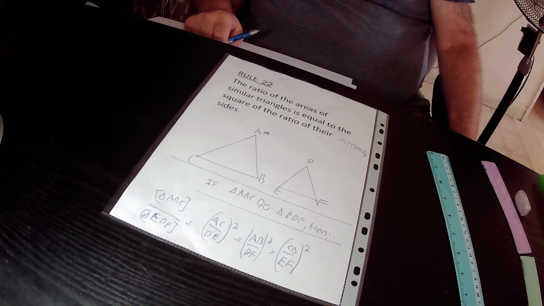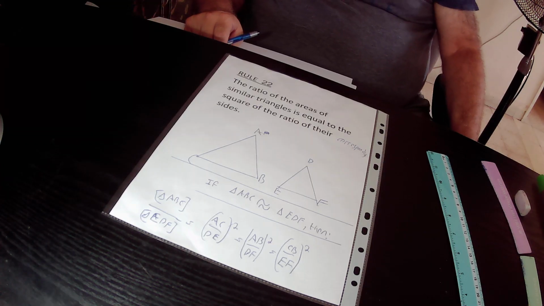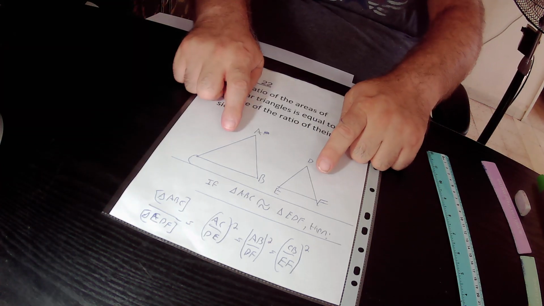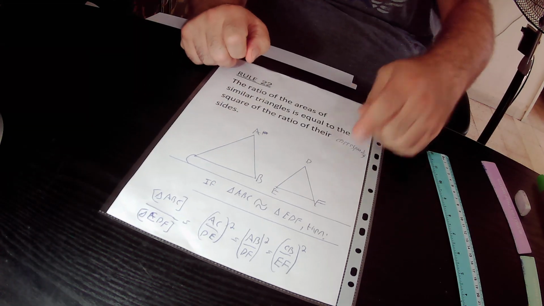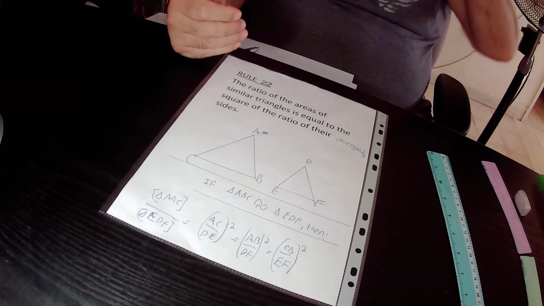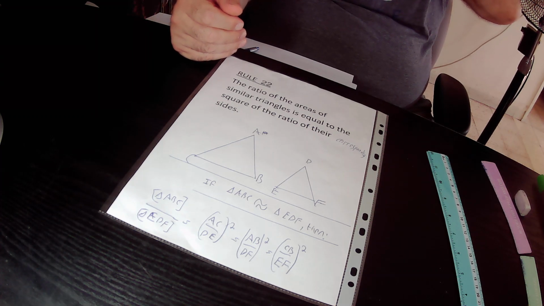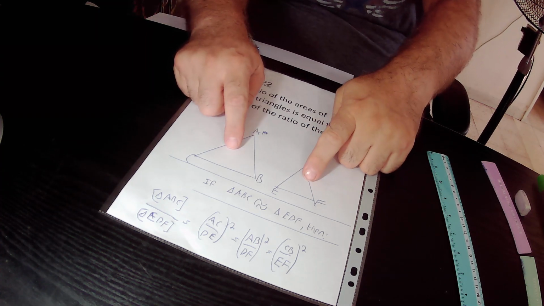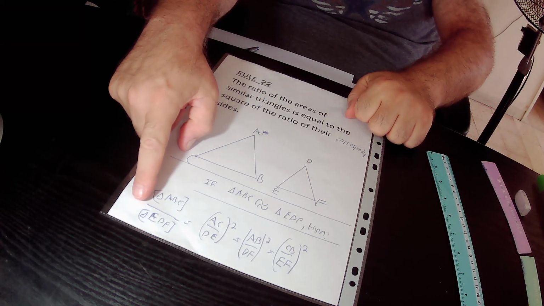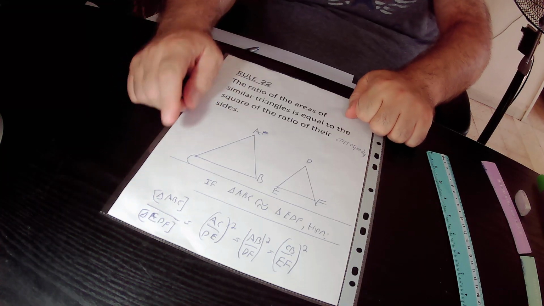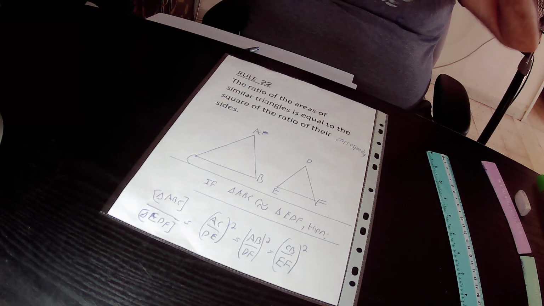Repeat again, the ratio of the areas of similar triangles is equal to the square of the ratio of their corresponding sides. So in the drawing, we have two triangles. Triangle ABC is similar to triangle DEF. And according to rule 22, the ratio between the areas of those two similar triangles, that is to say, the area of triangle ABC over the area of triangle DEF, is equal to the square of the ratio of their corresponding sides.